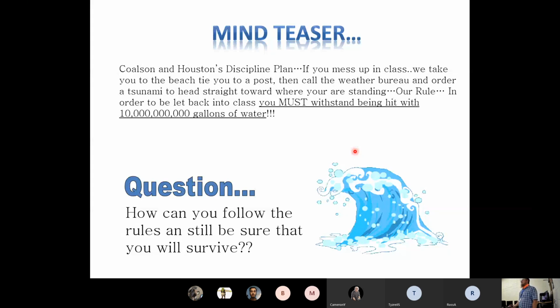No, it has to hit you. So how do you survive that much water hitting you? Hold your breath. That's a good try, Ross. No, how can you withstand it? You swim. Okay, but it's all going to hit you. So how do you keep it from... You're tied to a post. You're not going to be able to surf.